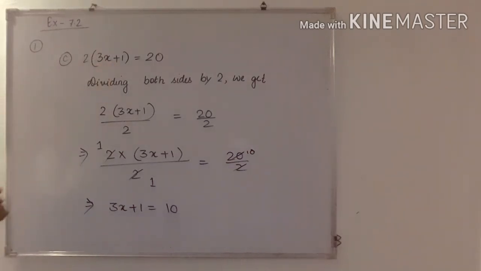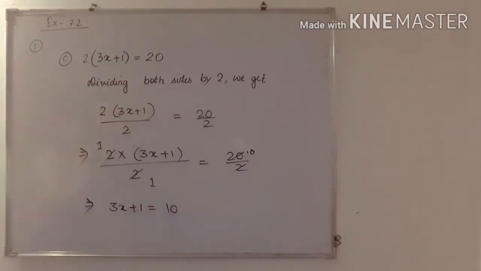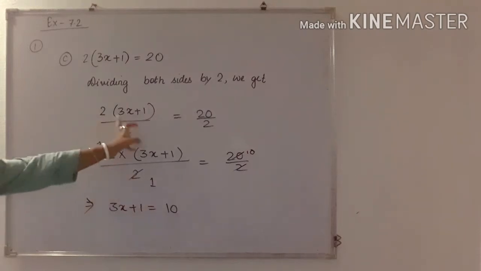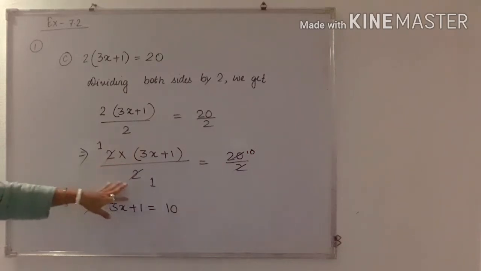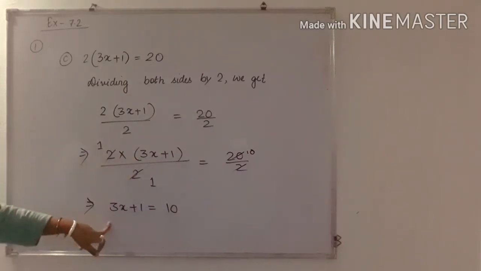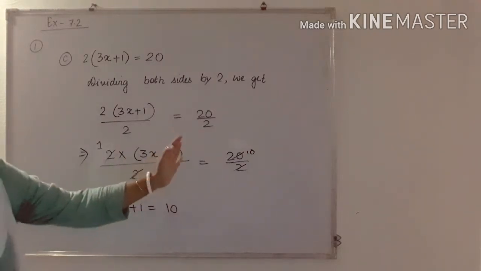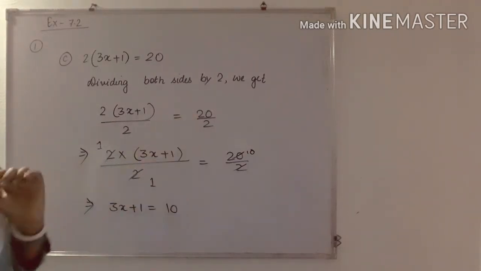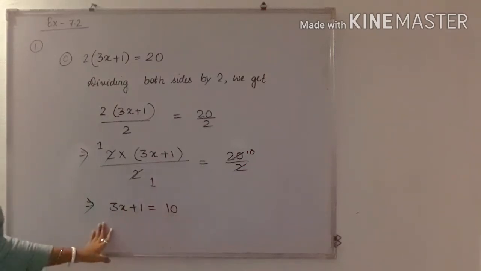That means we have to divide both the sides by 2 so that this 2 and this 2 will get cancelled. Okay, so this will cancel out because 2 is multiplied. This is whole, 2 is whole multiplied with 3x plus 1. So in the left hand side we got 3x plus 1, and in the right hand side we can cancel 20 by 2, so finally we got the answer as 10. Therefore the value of 3x plus 1 is 10.